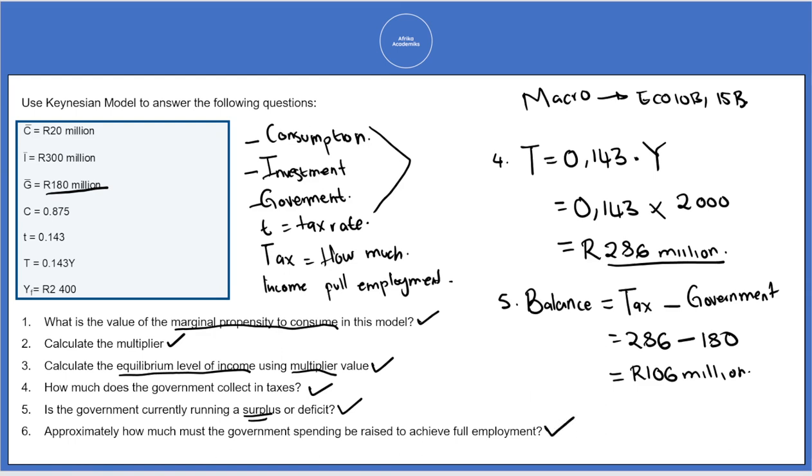Then the last question for the night says, approximately how much must the government spending be raised to achieve full employment? Full employment is this. For everyone to be employed, this must be the income, 2,400 million. So now the question is, how much must the government spend to actually reach that target? This one is also straightforward. The formula is not as complicated.